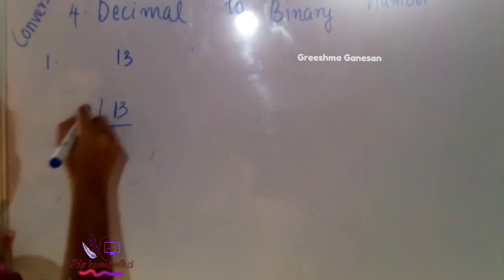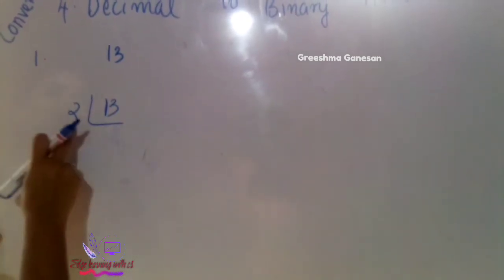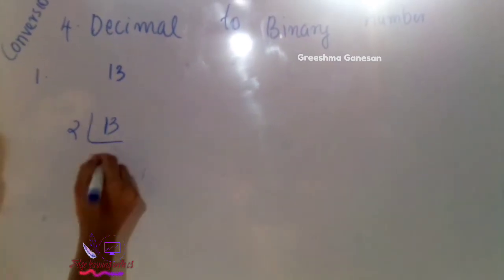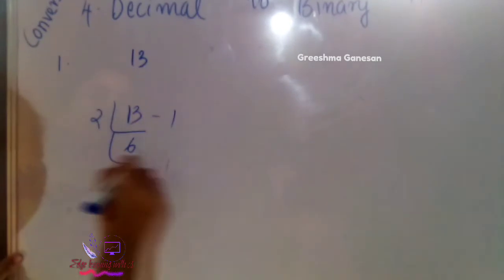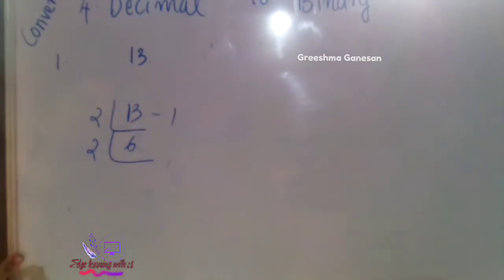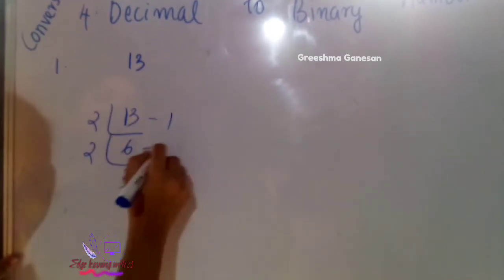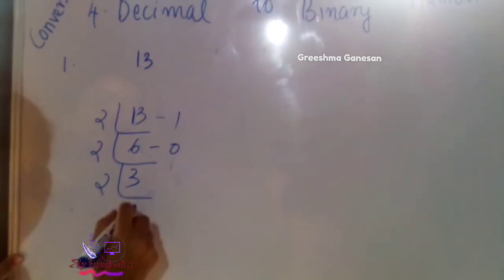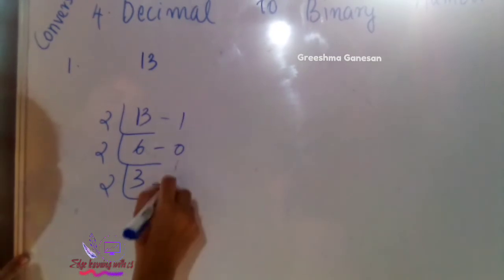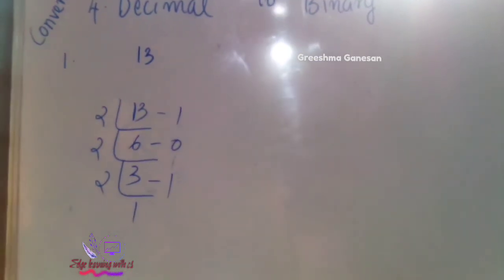I start dividing the 13. What will be the value? 2 6s are 12. Then a remainder will be there. Then again I am dividing by 2. Then we have 0 here. Then we have the value 1 here.